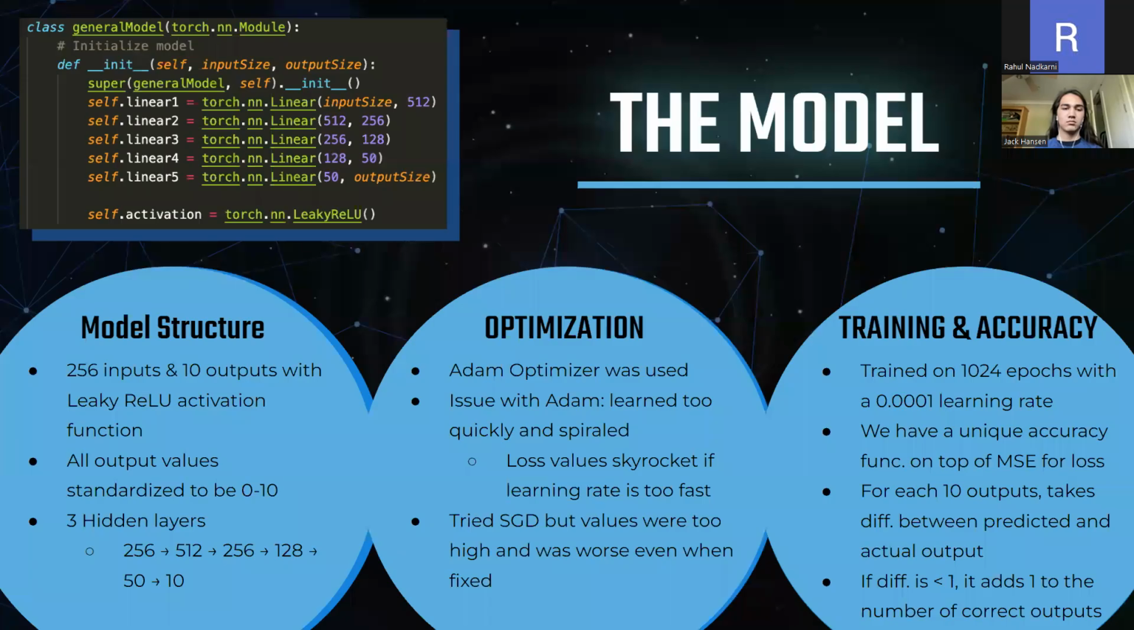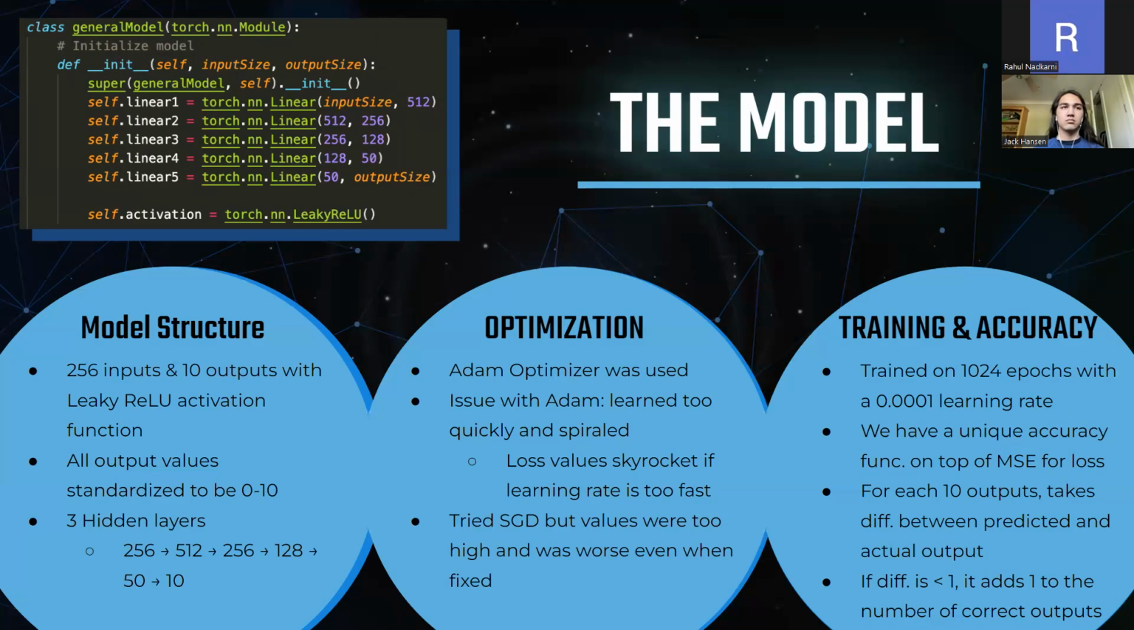Yeah, so that takes us to the model. Now, the model, as I just talked about, has 256 inputs. There are 10 outputs, 10 values that we get out that represent what the song is. And we also used a leaky ReLU activation function because we tested a few and that worked the best. All outputs were also standardized to be between 0 and 10, and I'll talk about why later when I talk about training and accuracy. We had 3 hidden layers that started large, 512, 256, 128, 50.